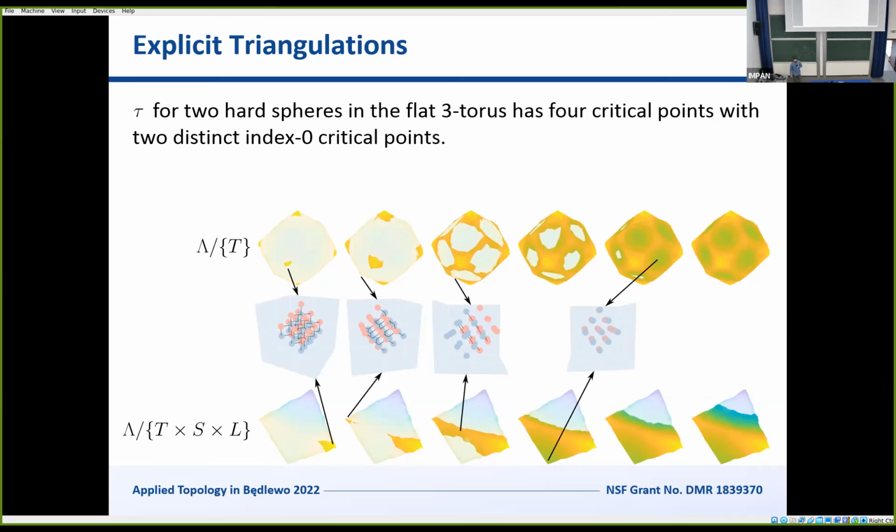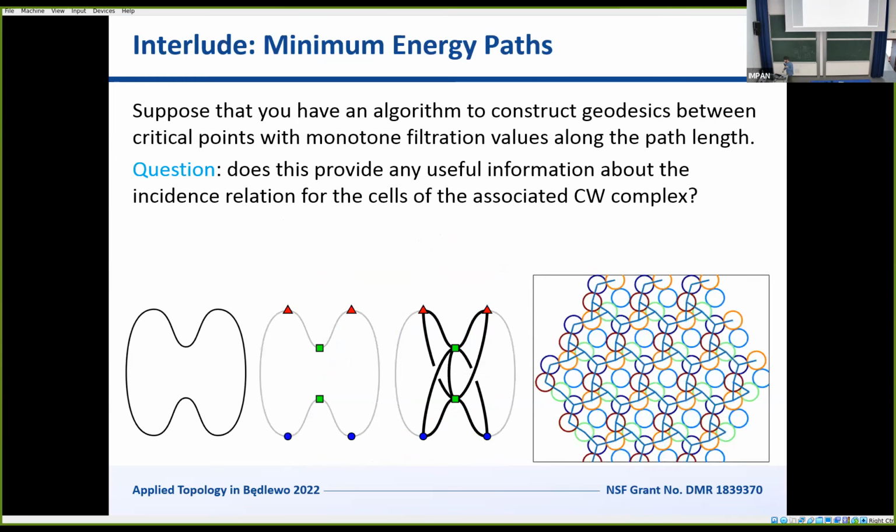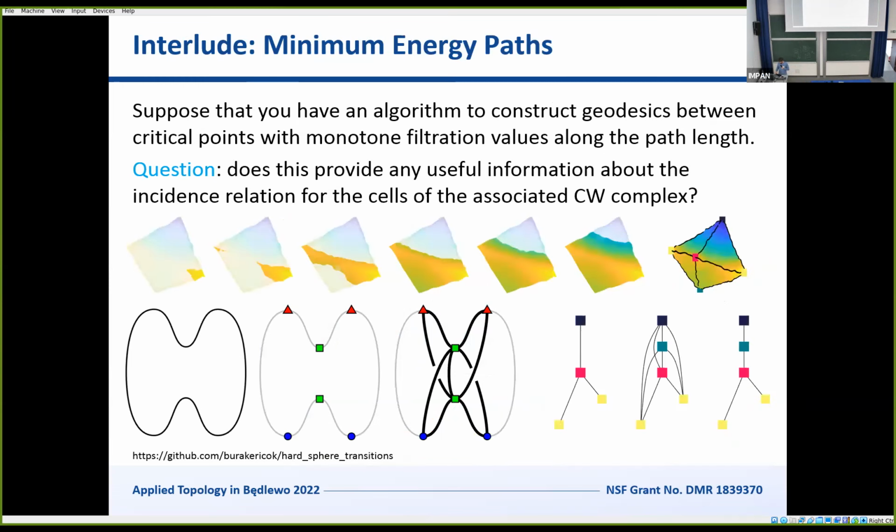Again, it's not obvious to me what these quotient maps are doing to the topology of the space. I can show you. It's not obvious to me until I saw that. Right, so the topology of the spaces changes differently. Which one is relevant to the topological hypothesis? And then the 6th one is a little bit of an interlude, and I'm just going to skip this.